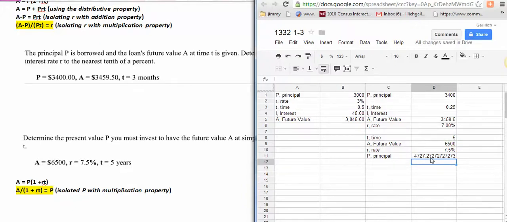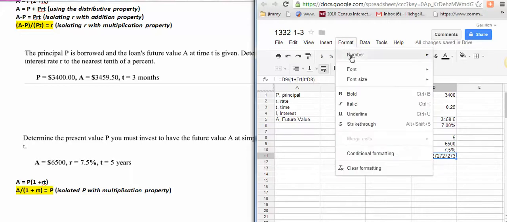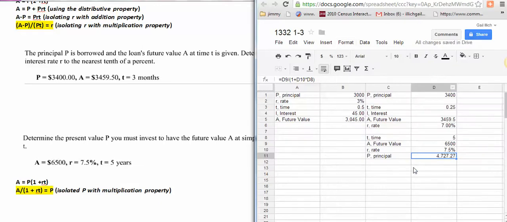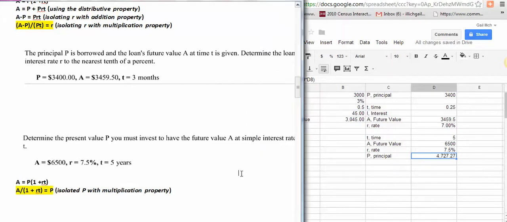It makes sense to round this only to 2 decimal places, so I can come up to format, select number, and then 2 decimal places, because it's money, it makes sense. You can even pick currency if you want it to do the little $ for you. Okay, let's look at another problem and see if we get to use one of our 3 formulas now.